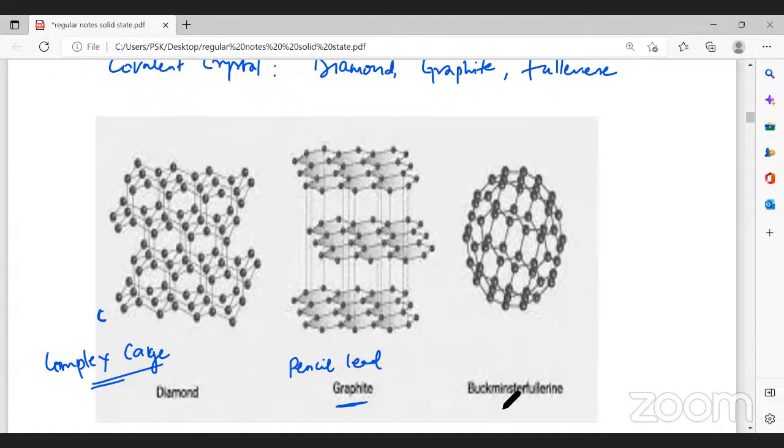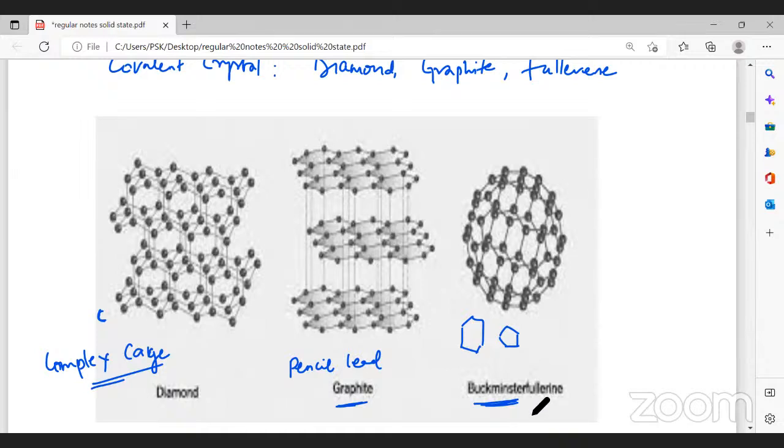Now the third allotropic form of carbon is fullerenes. Fullerene is named after Buckminster Fuller. Buckminster Fuller is the name of a person who designed an architecture like a soccer ball or a football. If you observe this carefully, you should see a hexagonal representation as well as a pentagon representation here. The olden day soccer ball had white and black leather patches. One is like a hexagon, the other is like a pentagon.